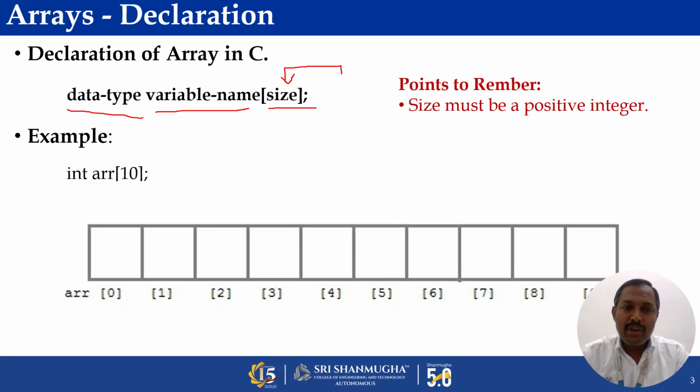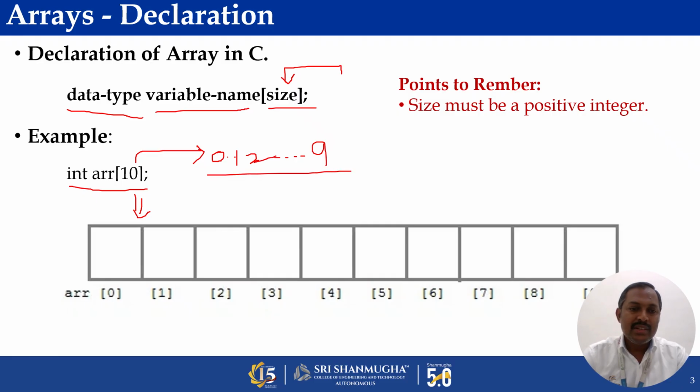Memory is going to be allotted for these 10 elements, in a contiguous memory location. There are 10 elements totally. These elements can be accessed with the help of an index. The index always starts from 0, then followed by 1, then 2, and so on, up to 9. So totally 10 elements. This is a pictorial representation to denote this.